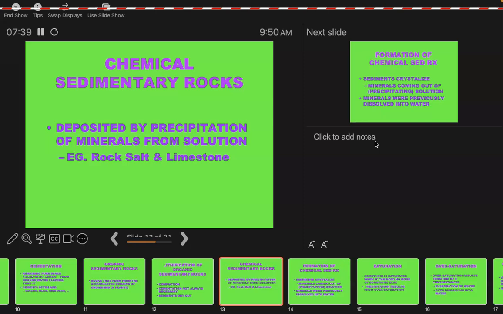Two examples we're going to be aiming towards. Rock salt, halite, whatever you want to call it. Okay, in sedimentary world, it's rock salt. In minerals, it's halite. And then limestone. Are there other chemical sedimentary rocks? Sure. We're going to talk about a couple? Yeah, probably. But these are the two big ones. These are the example ones.